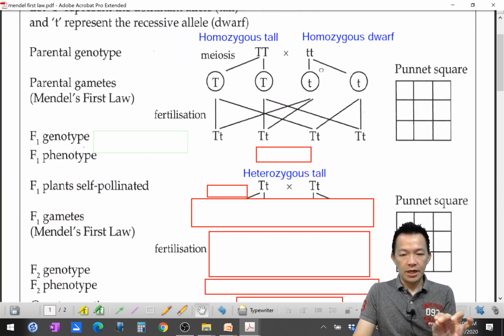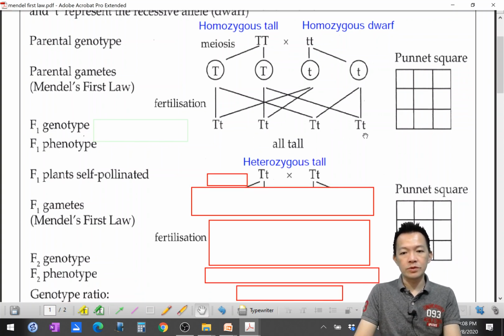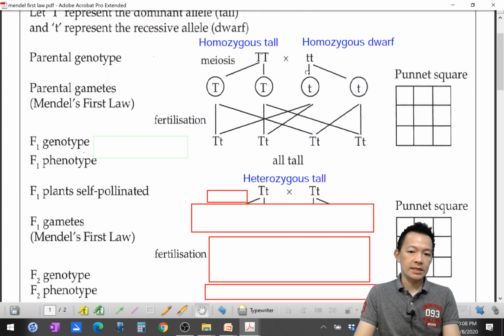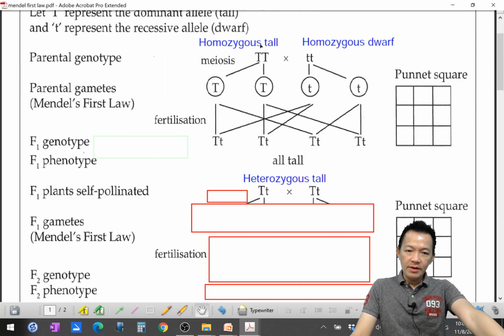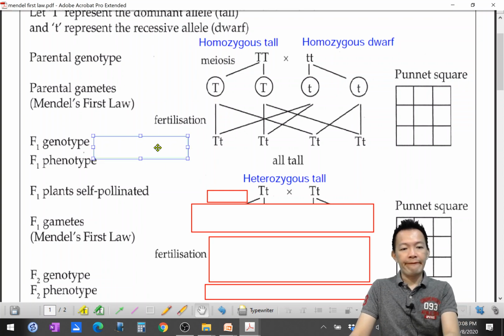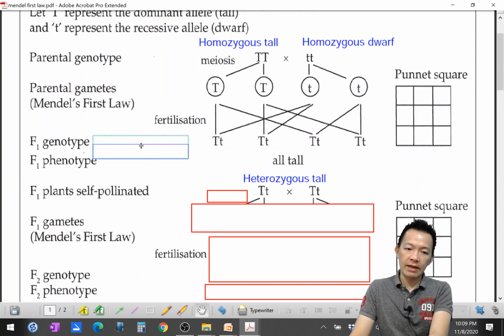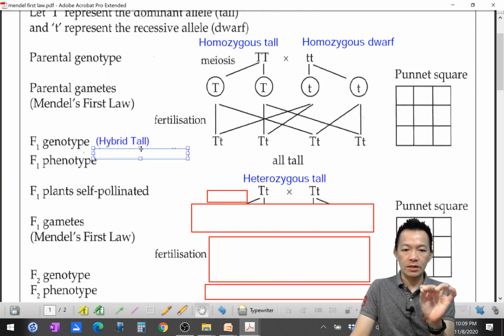Tall breed together with the short，对不对？高跟矮一起交配。And for the first generation，它的第一代 tall，对不对？And all of them actually tall，全部都是高的。高跟矮结婚，生出来的孩子全部都是高。But something become different. Do you notice that something become different? Okay. From homozygous tall, now the offspring, first generation of offspring, they become heterozygous tall. 他们已经变成了另外一种 heterozygous tall. Okay, so the F1 genotype，第一代的 genotype, all of them they become heterozygous tall.